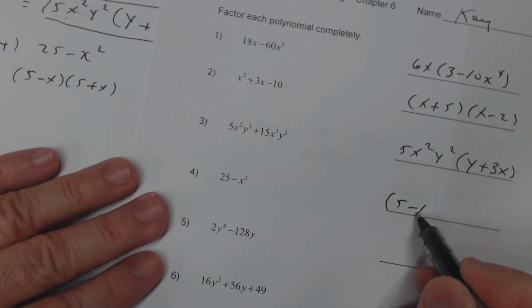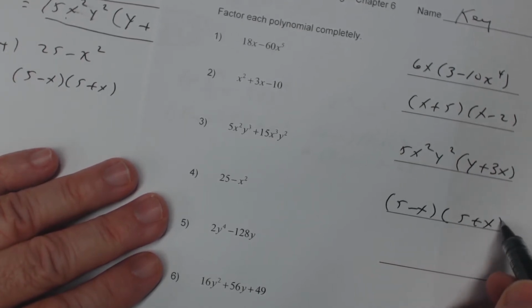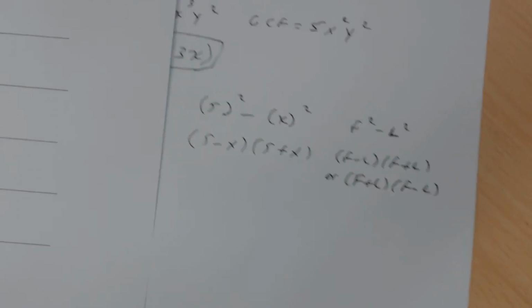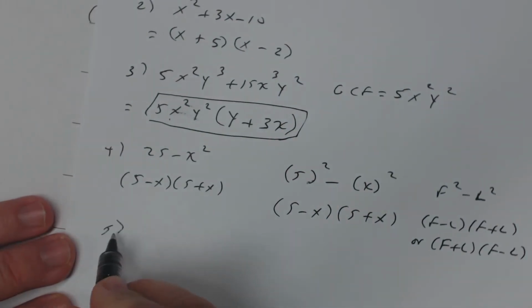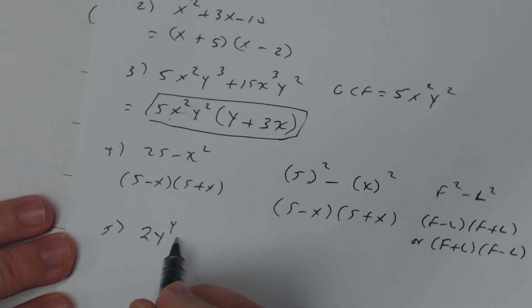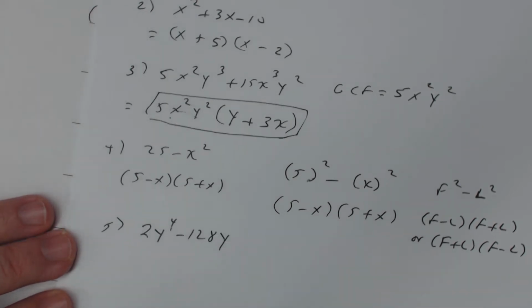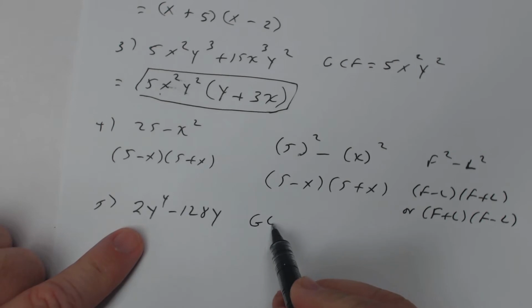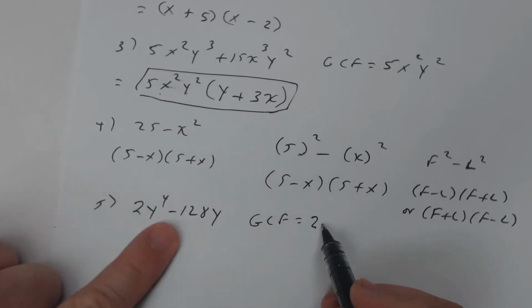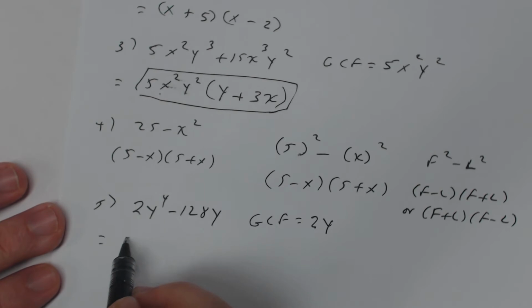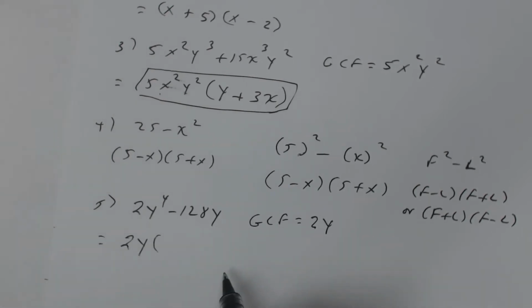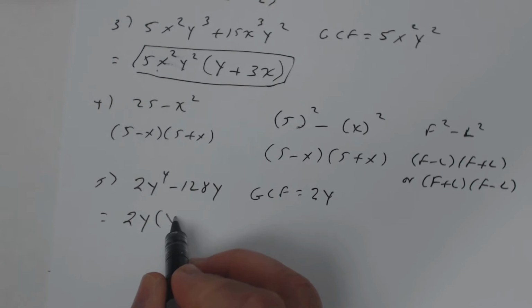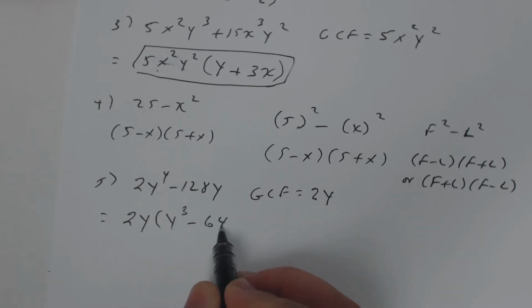Okay, so answer number 4 is going to be 5 minus x times 5 plus x. All right, number 5, you have 2y to the 4th minus 128y. So the GCF here is going to be 2 and then y. So that's your GCF. So you're going to factor out a 2y. When you factor out a 2y, you're going to get y cubed minus 64.